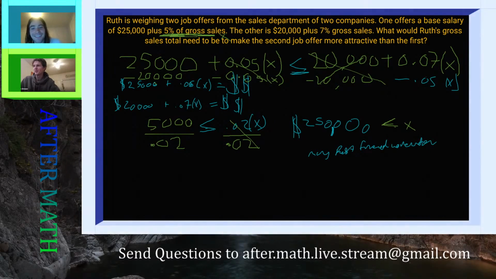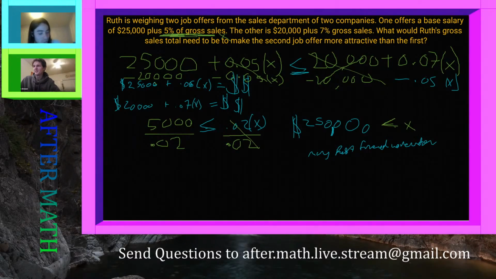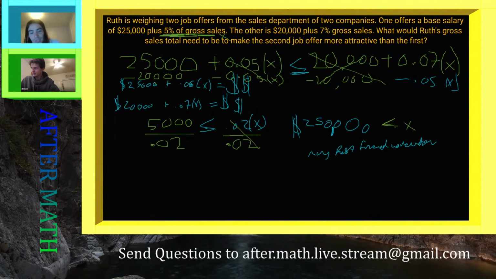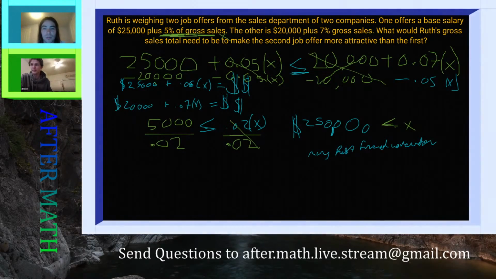Okay, wonderful. So what's the answer? The second job has two rays. So the answer is that they need to make at least $250,000 in gross sales. Okay, yeah, moving on.